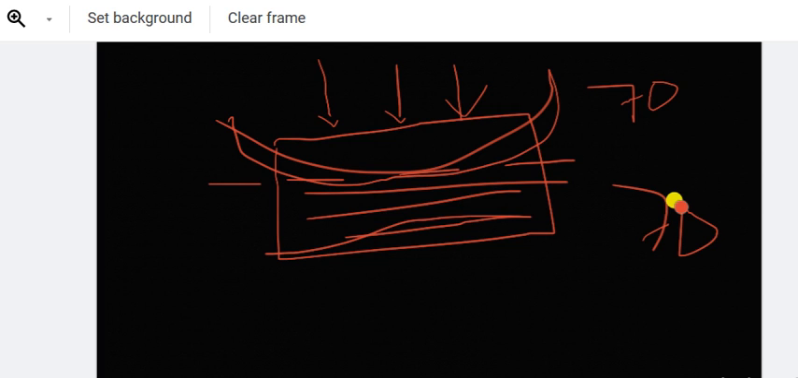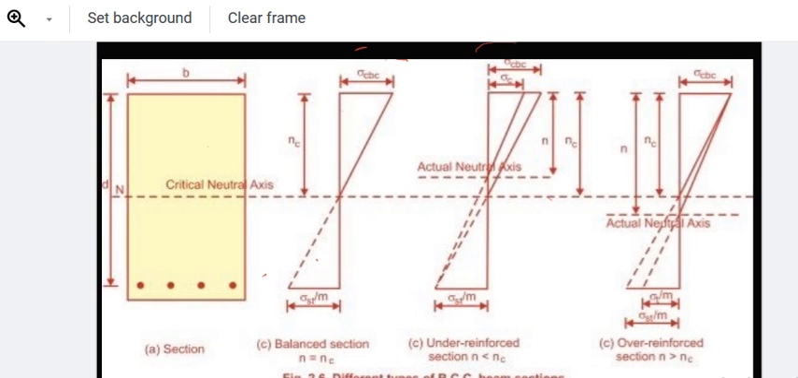So in the balanced section, the neutral axis and the critical axis lie in the same plane or the same axis, right? Both have the same axis. Let's see here, my dear friends.